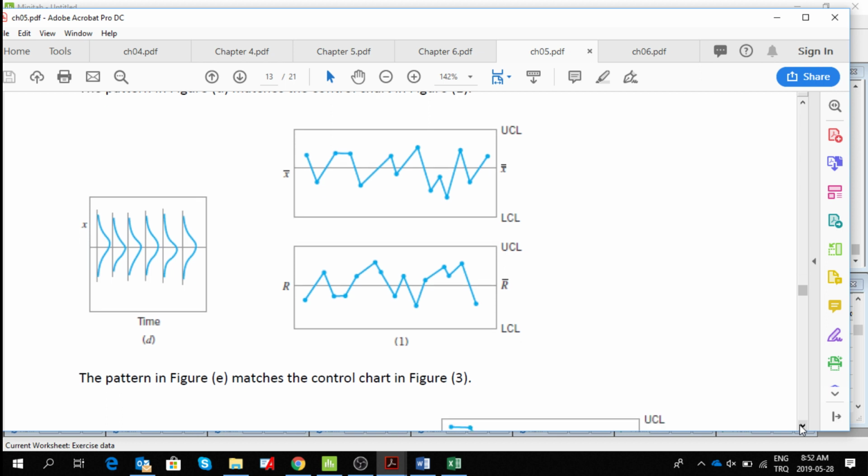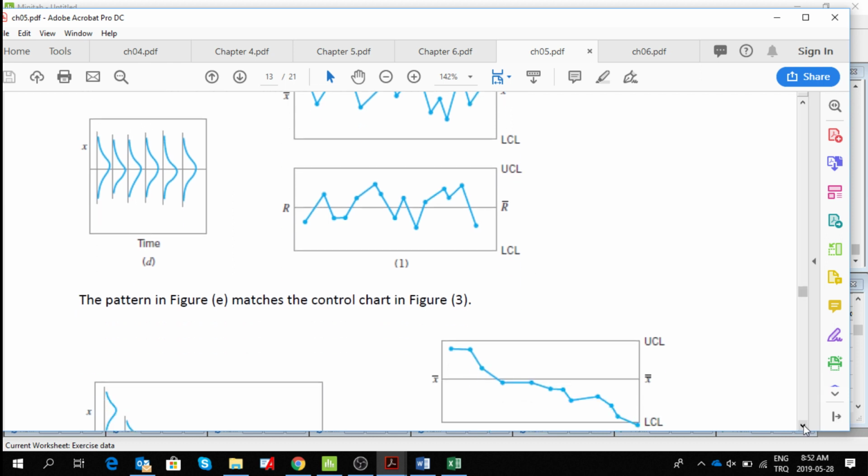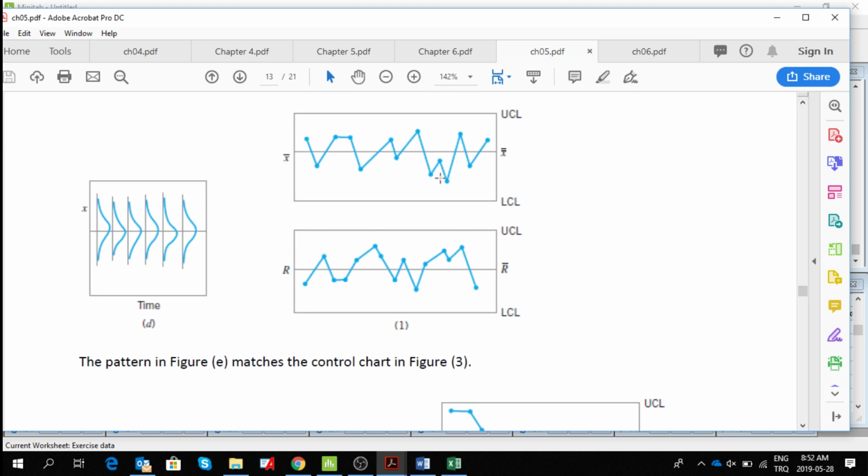For pattern D, look at the mean. It is all the same all along the way, but the variance is changing. The variance gets a little bit bigger in the last 3. So see, there's this jump in the variance in our R chart, and the mean stays the same all the way, and the points are scattered around this X-bar line to get that pattern.